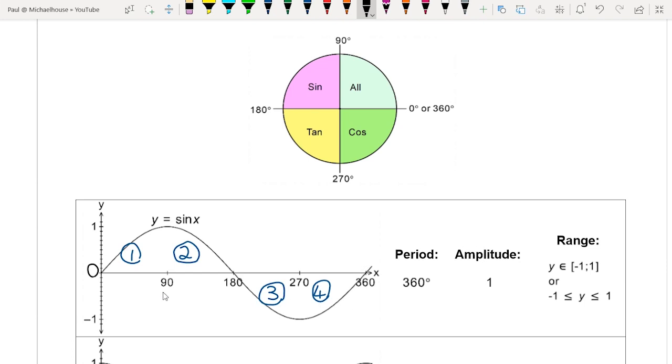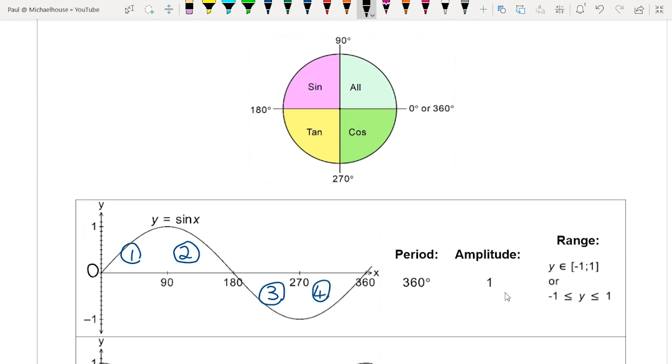This is from 0 to 360 degrees, so that's the domain. But we could take a different piece. We could take 0 to 720 degrees. So the first attribute that this graph has is what we call periodicity. It repeats itself after a period of 360 degrees. That's a full sine wave, and it looks like a wave. In the next 360 degrees, 360 to 720, it will do another one. Likewise, it will do one between 0 and minus 360.